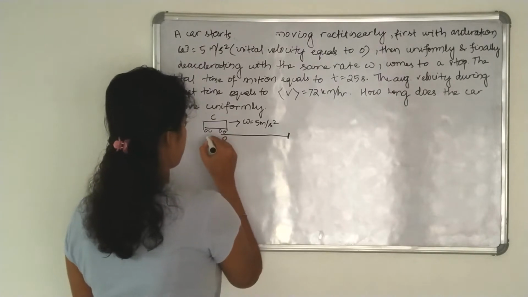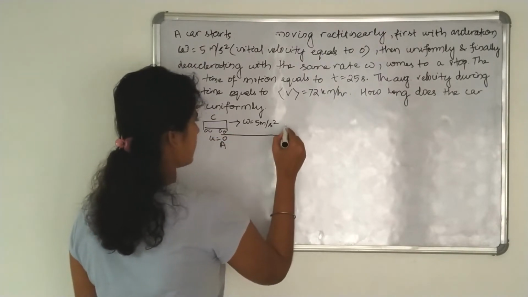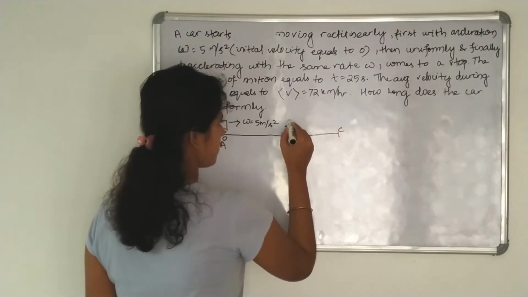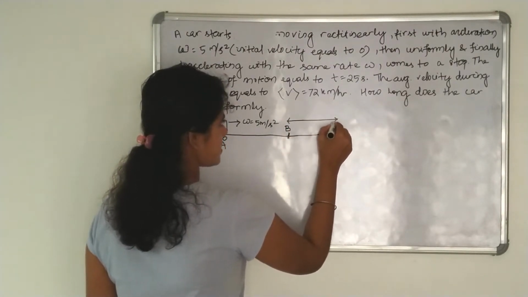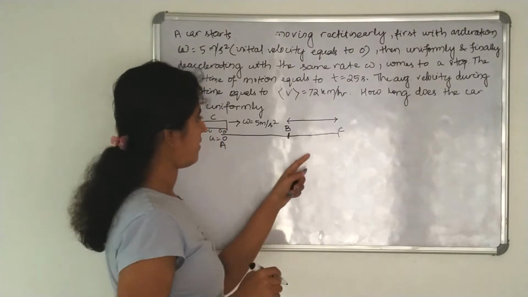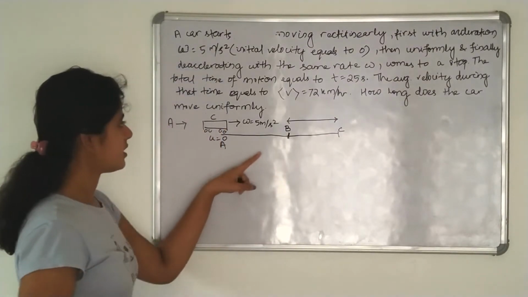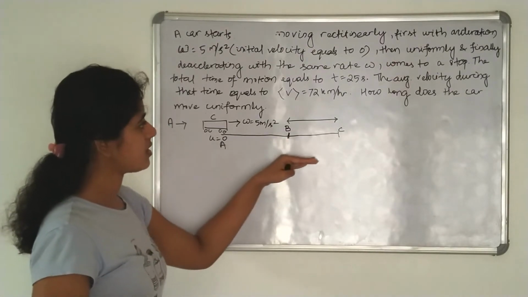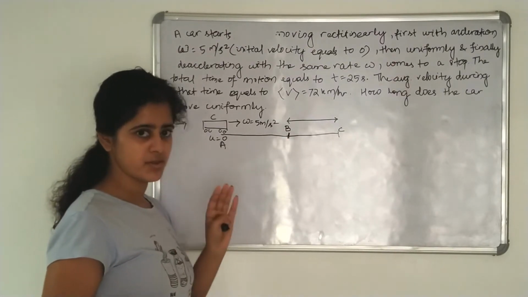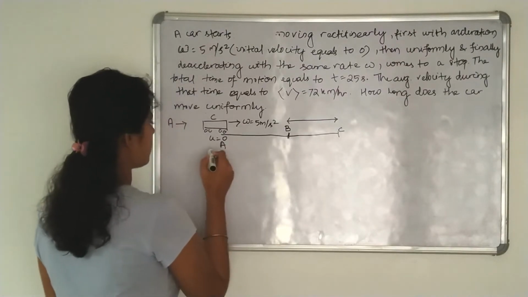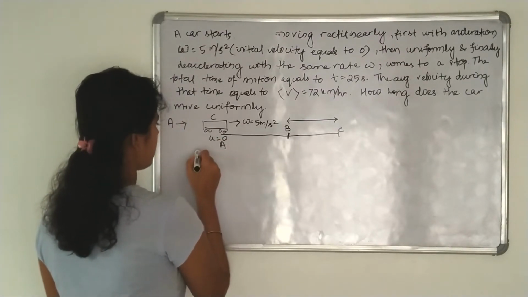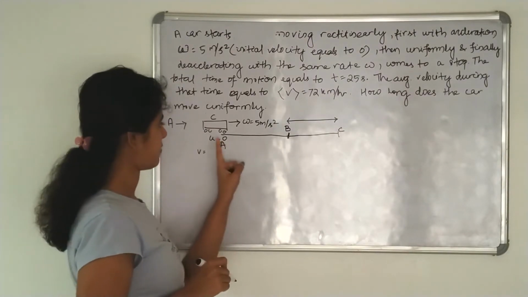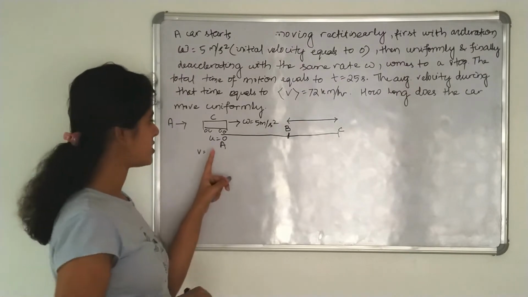So let us take this point as A, this point as B and then this point as C. From the distance BC, it moves uniformly, means the velocity with which the car reaches the point B, it moves continuously from point B to C with that velocity. So we have to calculate first how much its velocity changes from A to B.